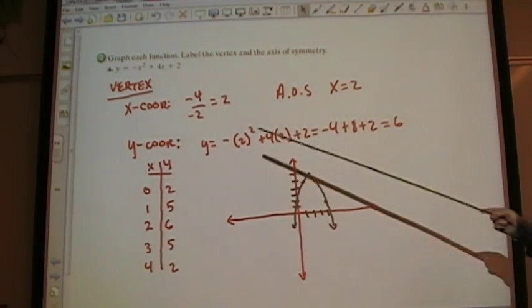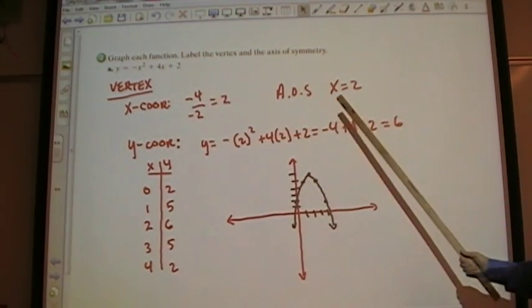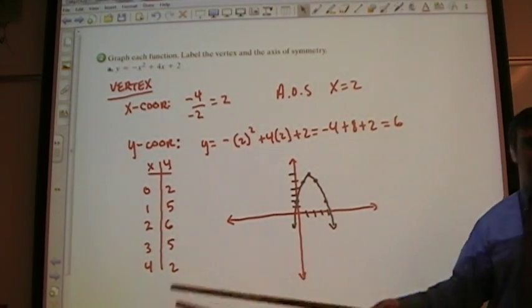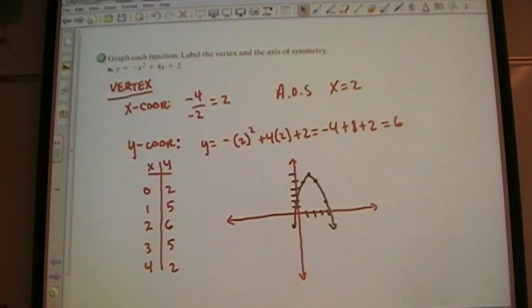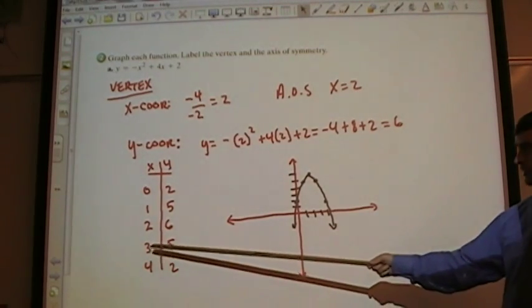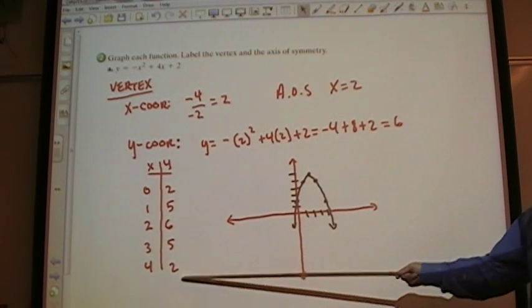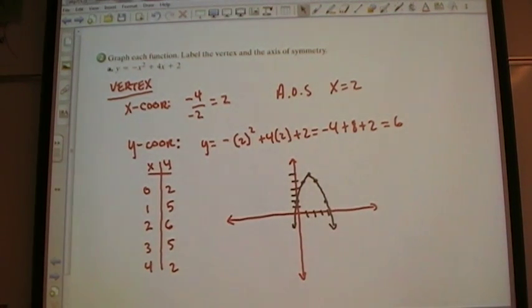When you plug 2 back in for x, you end up with 6. So my vertex is 2, 6. Corresponding points I choose for x are 3 and 1, and 4 and 0, and that's what I should get from my table. Plot the points and draw your graph.